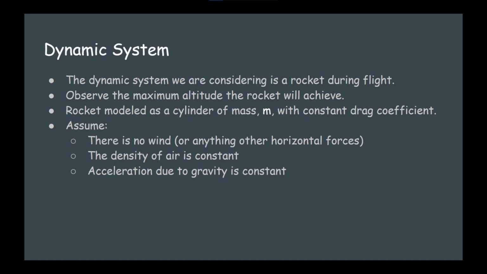We are also assuming that we are launching in ideal conditions. This means there's no wind and no horizontal forces acting on the rocket at any time. Finally, we are assuming that the altitude range this rocket is traveling is low enough that the density of air and acceleration due to gravity are constant.